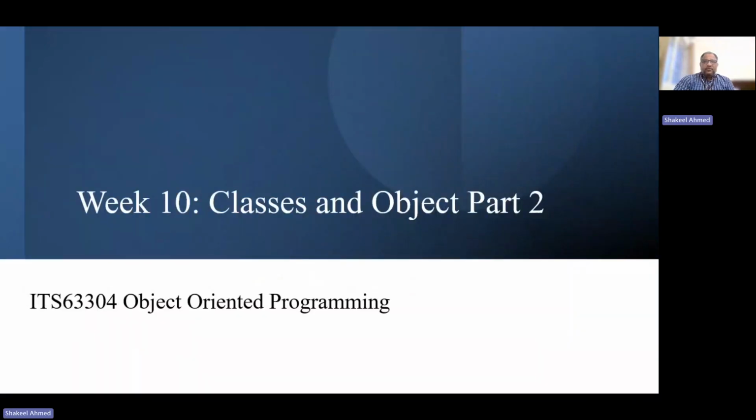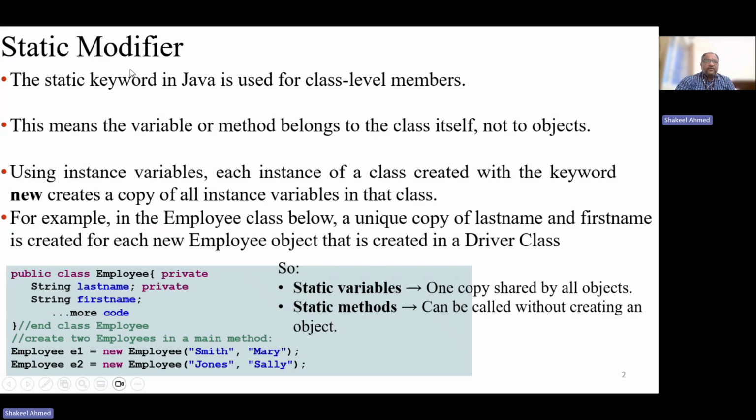So in today's lecture, we will be discussing classes and objects in continuation with our week 9 lecture. In this, we talked about the different types of associations, and also we will be talking about how to use the static modifiers and static variables. So to begin with, static modifiers.